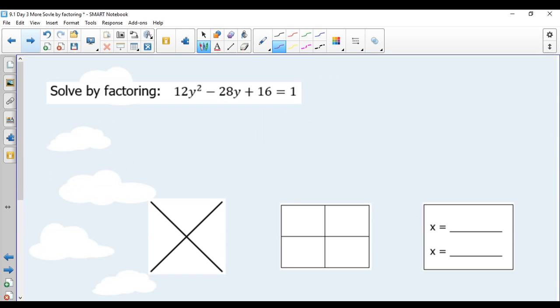Okay, so now let's solve by factoring. Where we have our equation, notice this time it is not equal to 0. So we need to make sure this is equal to 0. So I'm going to subtract the 1. And since I look over here to my other terms, I see the 16 matches.